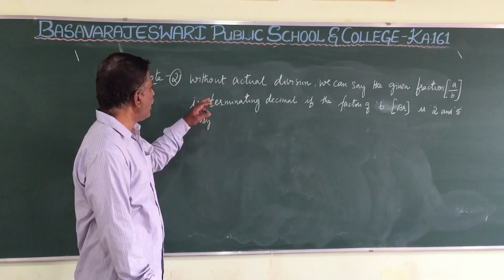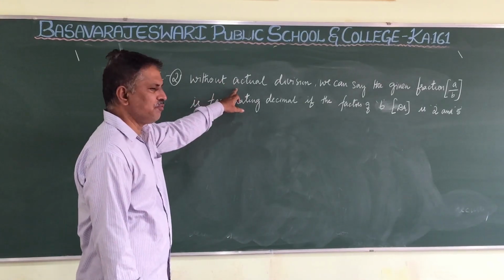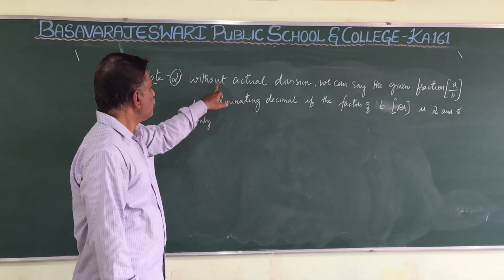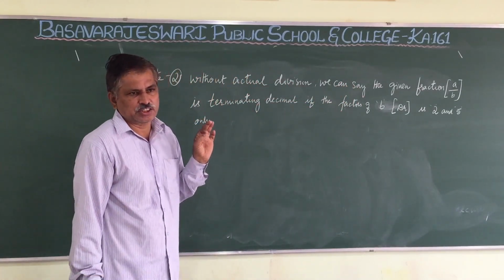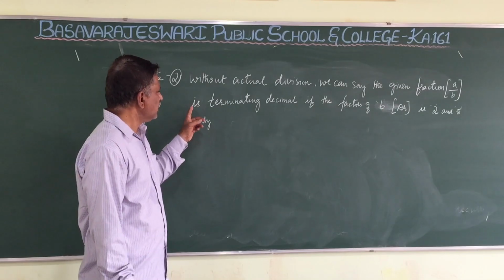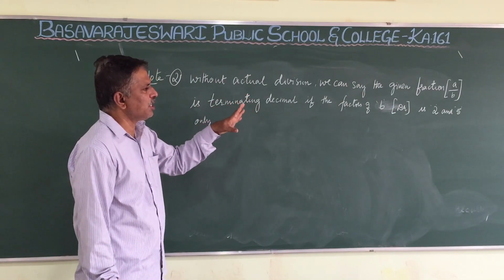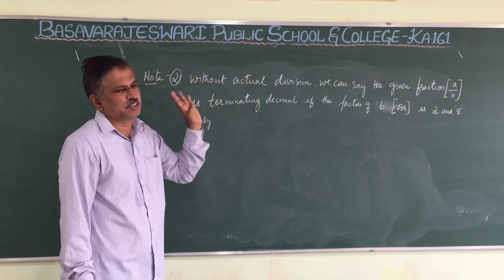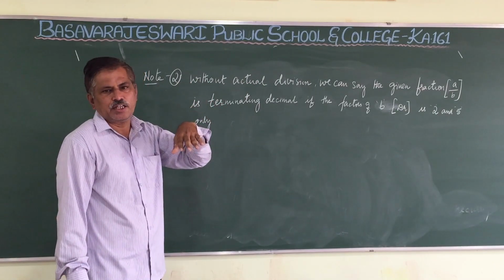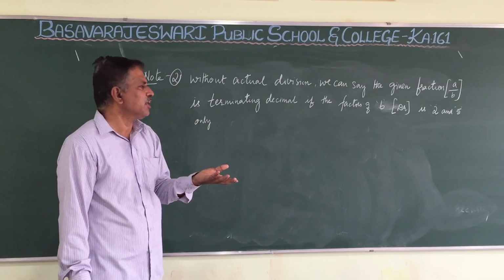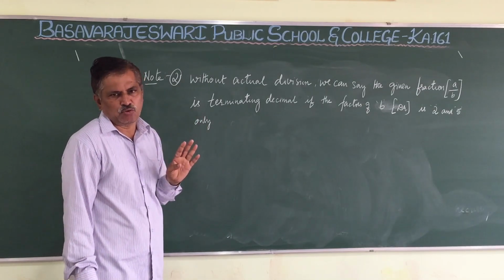Now, second note: without actual division. These types of questions they may ask. Without actual division, we can say whether the given fraction is a terminating decimal or non-terminating decimal. If you know what a terminating decimal is, then we can tell it is non-terminating. If it is not terminating, it will be non-terminating only.